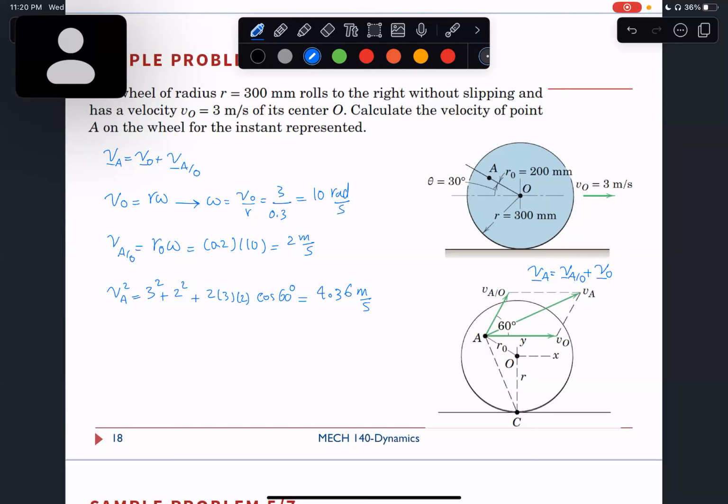We know now the velocity of point A. The idea was that it was not easy to write the velocity of point A in the absolute sense, so I wrote it relative to O because I know the velocity of O, and then I used that to find the absolute velocity of A.